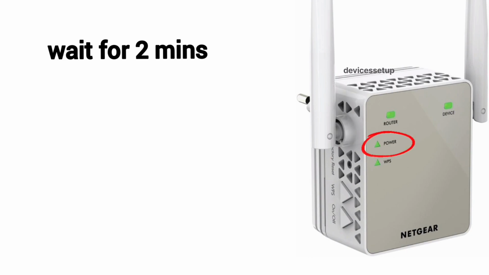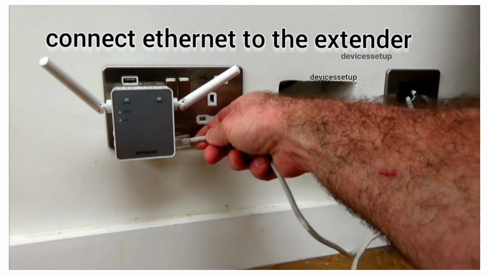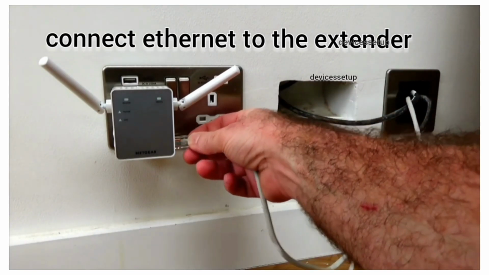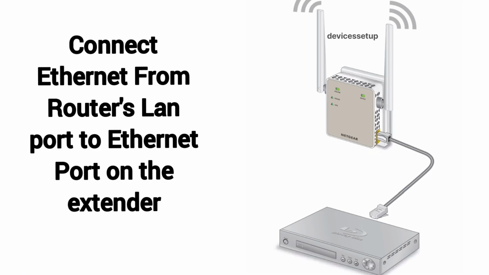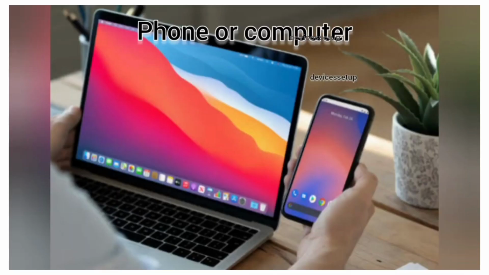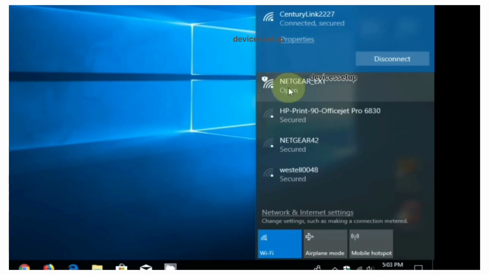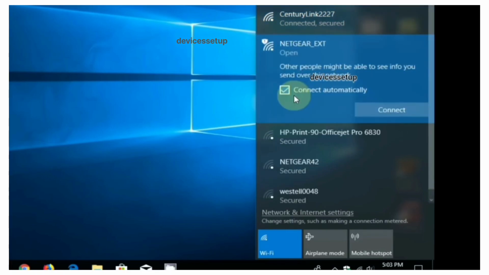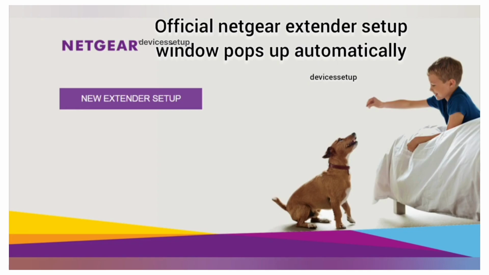is stable again. Now, you will need to connect an Ethernet cable from your router's LAN port to the Ethernet port on the extender. Next, grab any of your computer or cell phone and go to its settings and then to Wi-Fi. There you will see netgear_ext network name in your Wi-Fi list. You need to connect to that network. Once connected, the Netgear setup window will pop up automatically.